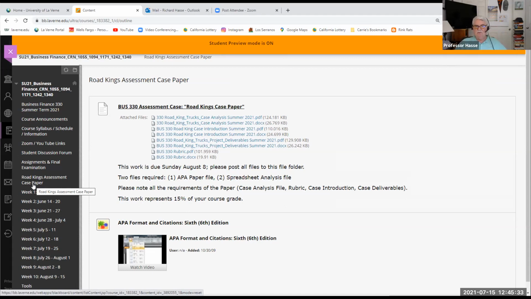And part of this Business 330 course, the assessment case is the Road Kings paper, because the accreditation committee determines that this case properly shows what a student needs to take out of a finance course. It's a combination of time value of money, determination of financial information, financial statements, financial spreadsheets, and interpretation and a paper. And that's what this case is.